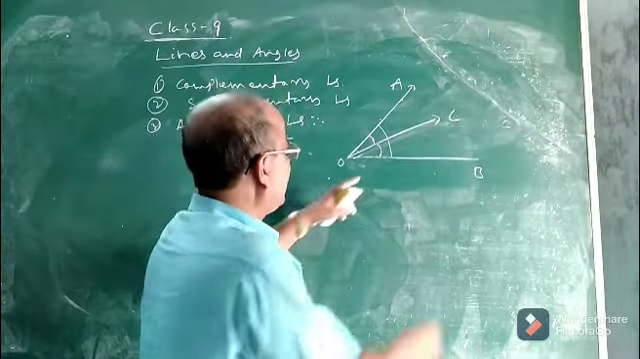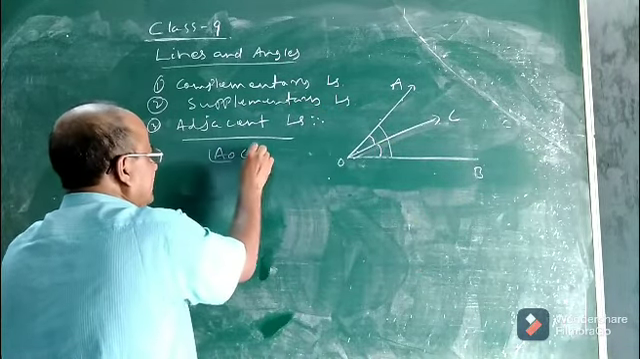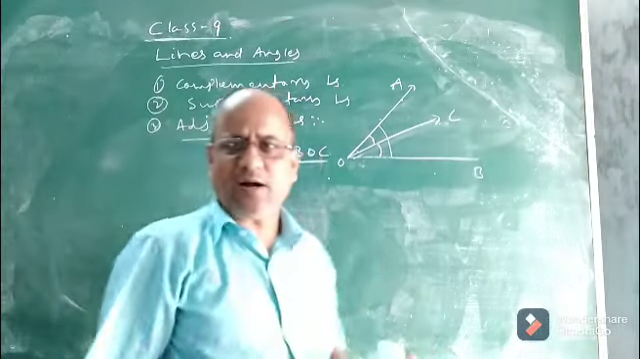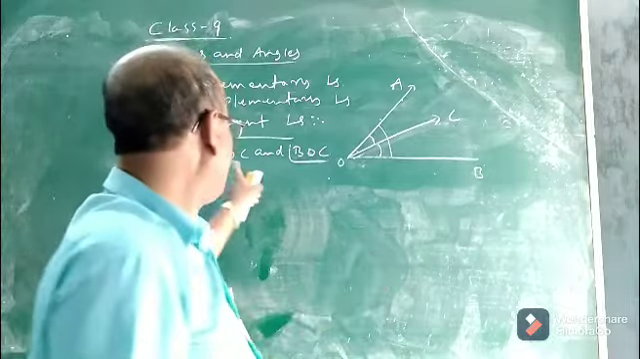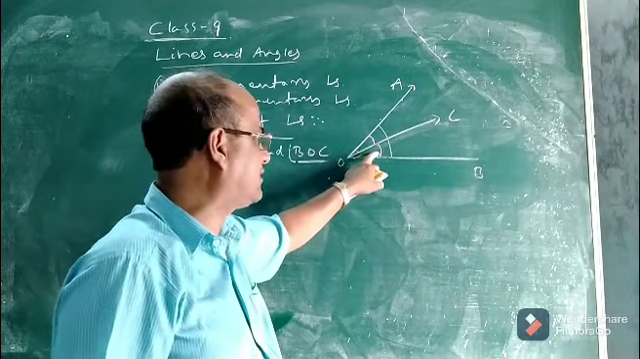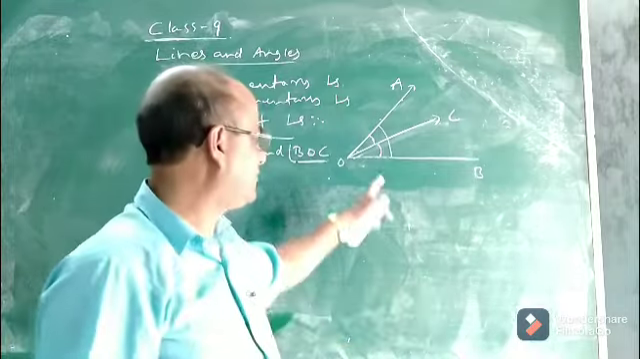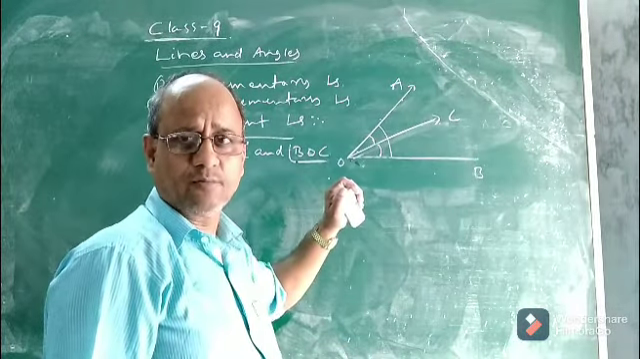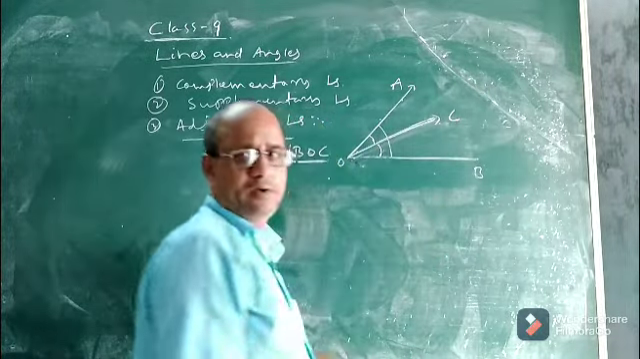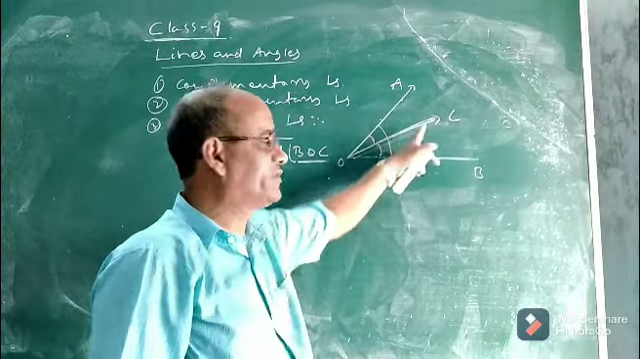Now see children, consider angle AOC and angle BOC. Let us try to understand what are adjacent angles. In these two angles, AOC and BOC, if I ask you which is the common vertex, you can easily answer: Sir, they have the same vertex. Oh yes, very good. Then if I ask you which is the common arm, no doubt OC is the common arm, because OC is present in this angle as well as in this angle. So OC is the common arm.